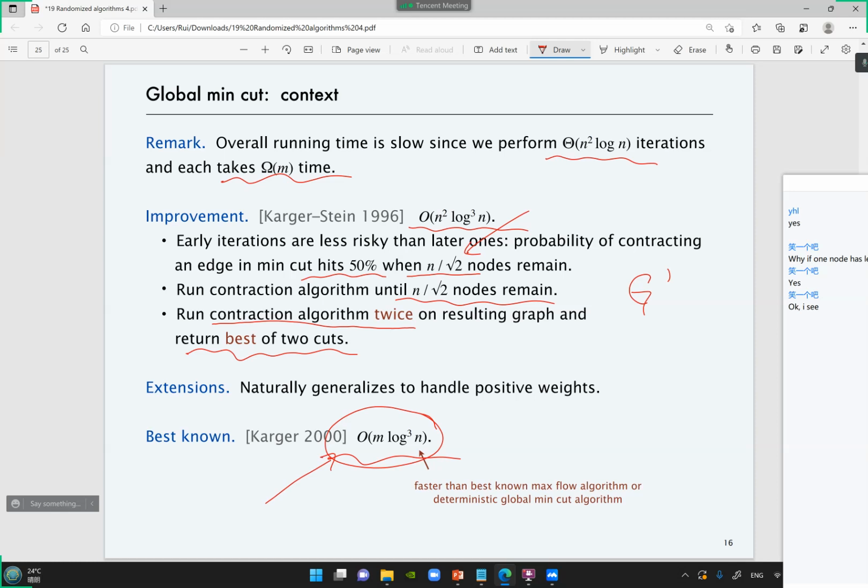There are some newer max flow algorithms which have something close to order n complexity, but those are very recent. So for a long time, this randomized algorithm for global min-cut was much better than the best deterministic algorithm. One final thing I'll say is that currently we're just talking about unweighted graphs, but you can generalize this in a very natural way to handle weighted graphs, with positive weights.